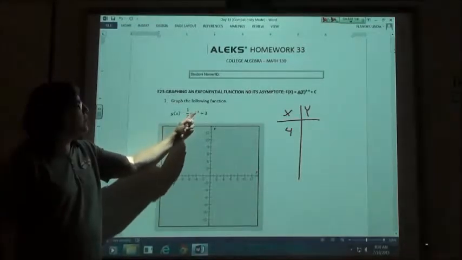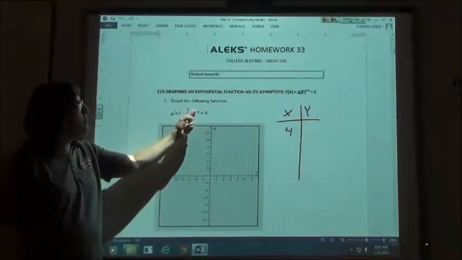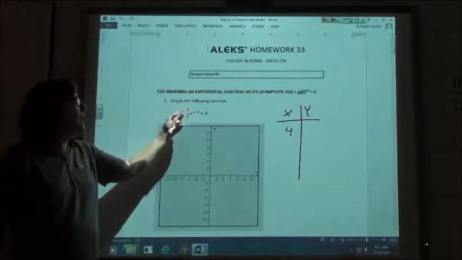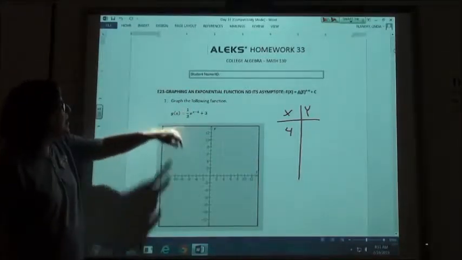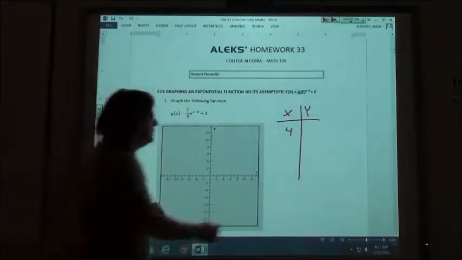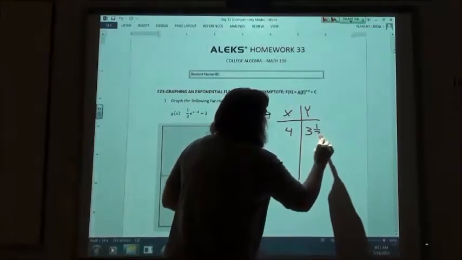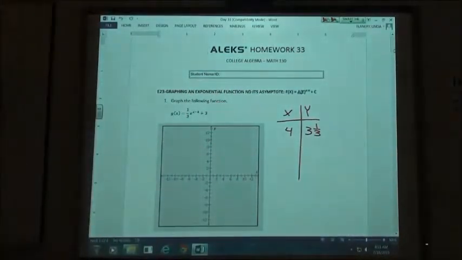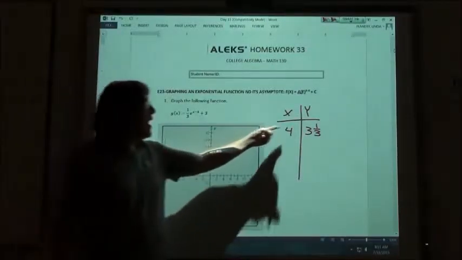So we're going to evaluate and find the point where we have e to the 0 power. So 4 minus 4 would give us 0. E to the 0 power is going to equal 1. 1 times 1/3 obviously is 1/3. Then 1/3 plus 3, 3 and 1/3. We're only going to do one other point, and that one other point will just be the next number higher than what we have here.